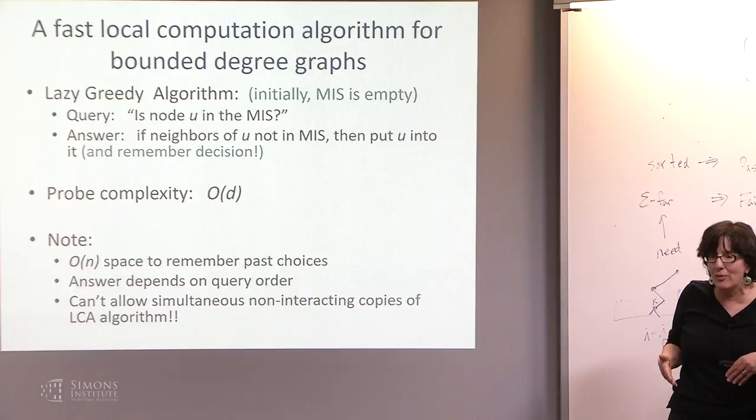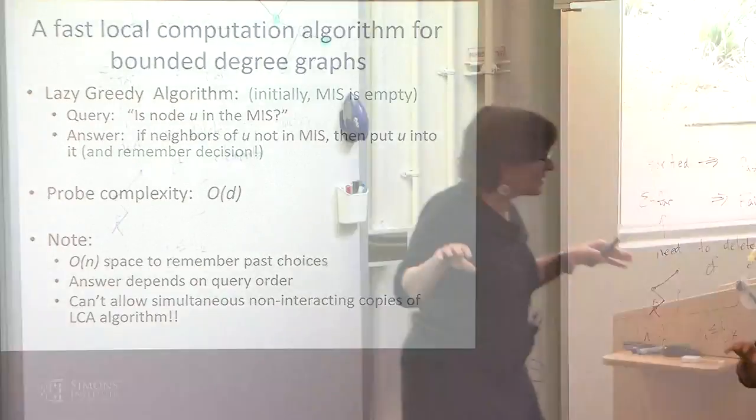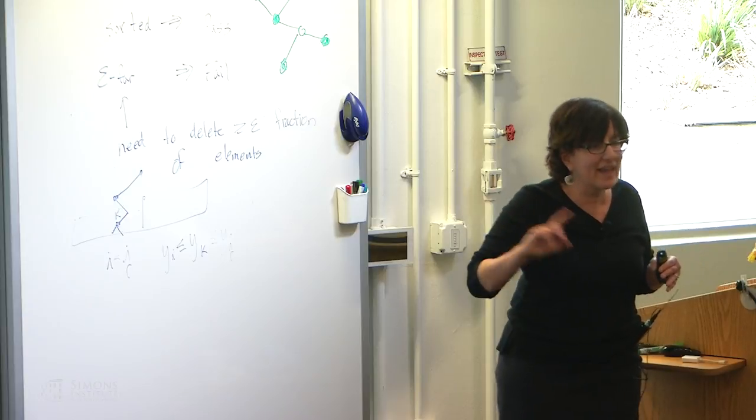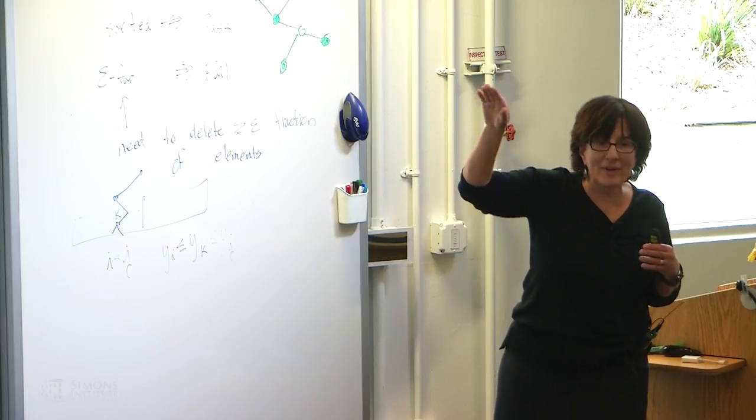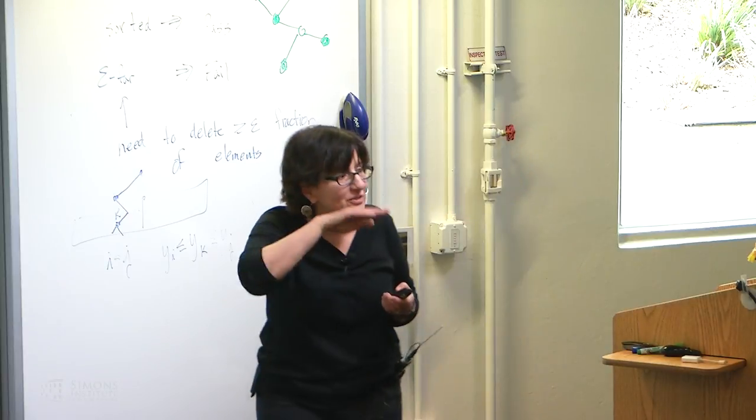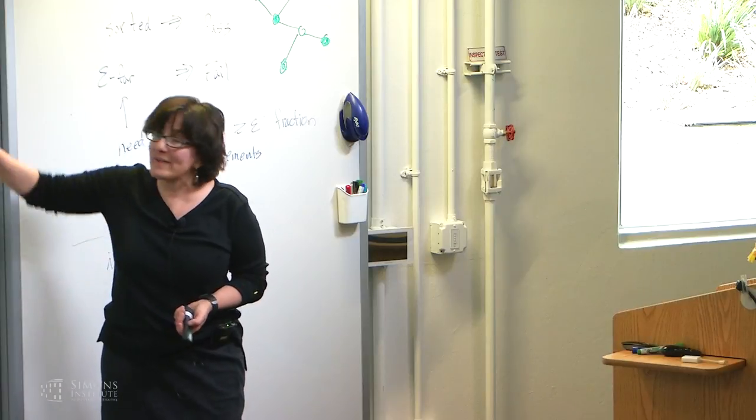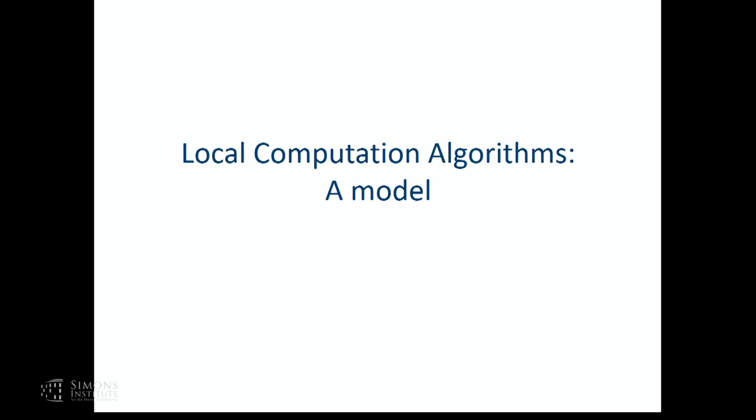So I don't like using query order because if I wanted to run multiple copies of these local computation algorithms, they'd have to talk to each other and say, okay, I got this query, you better keep that in mind when you pick the next maximal independent set, okay? So they'd have to be talking to each other continuously. All right, so we'd like to avoid these problems, and this is the big problem, it's consistency.